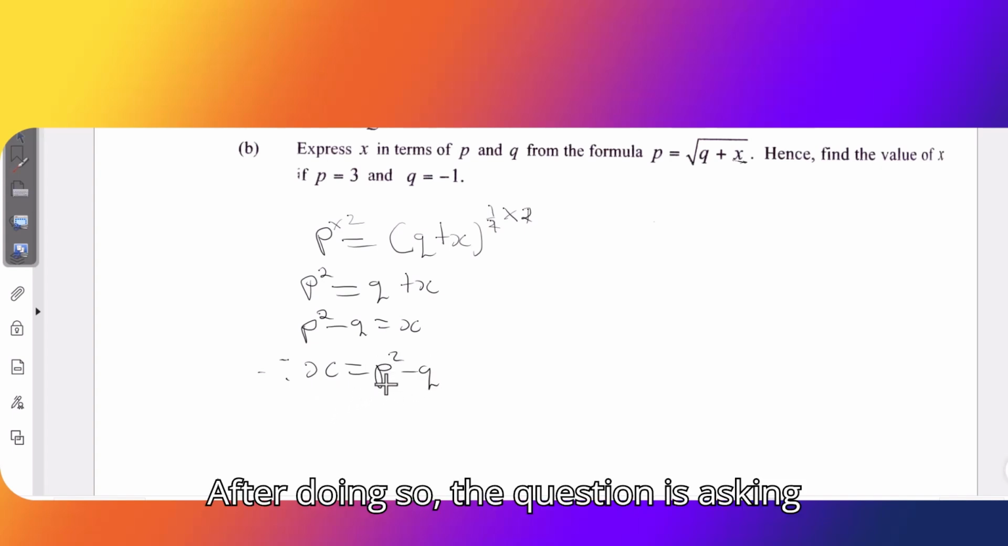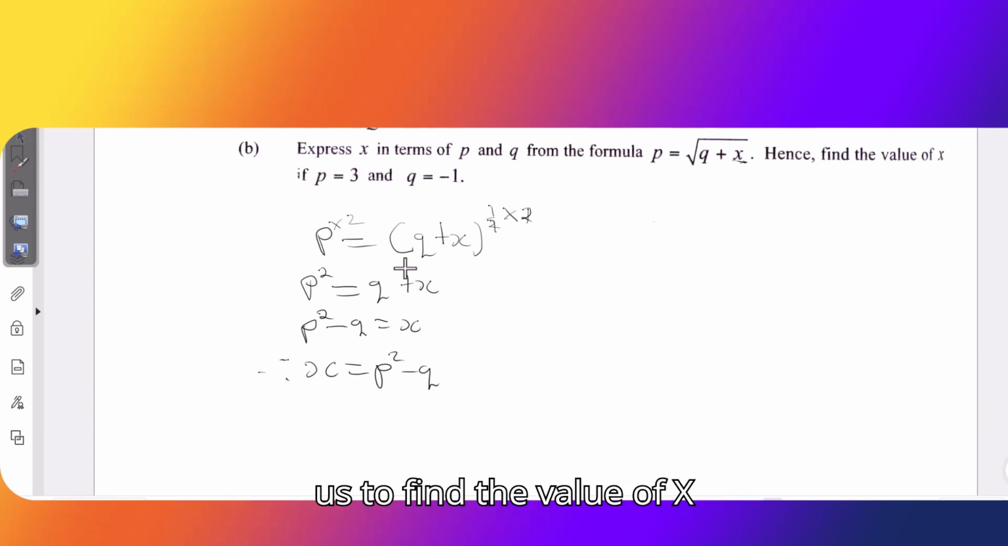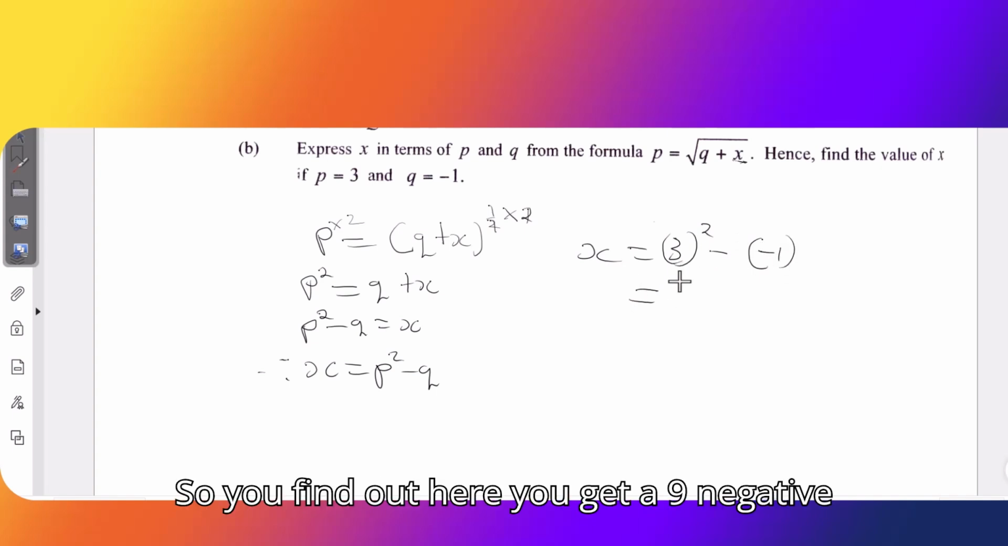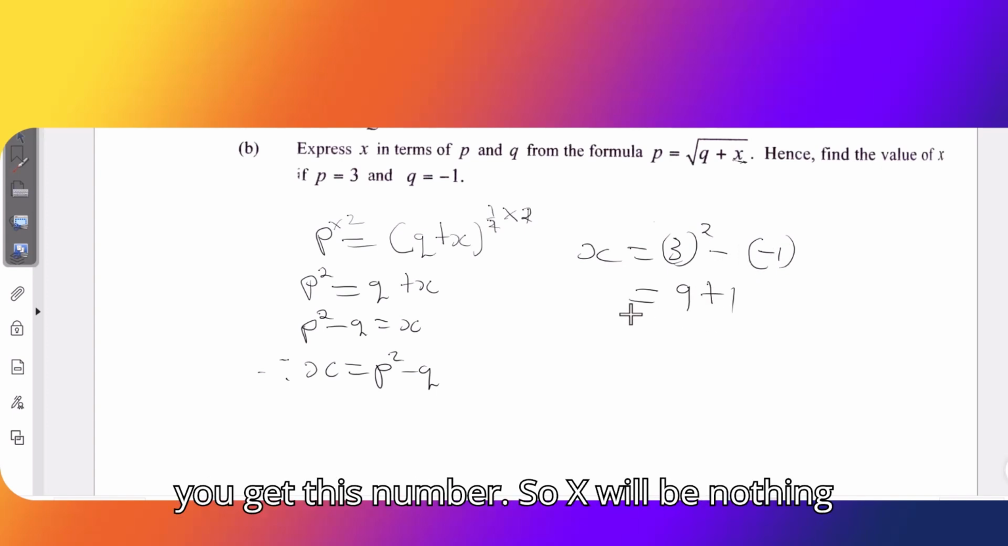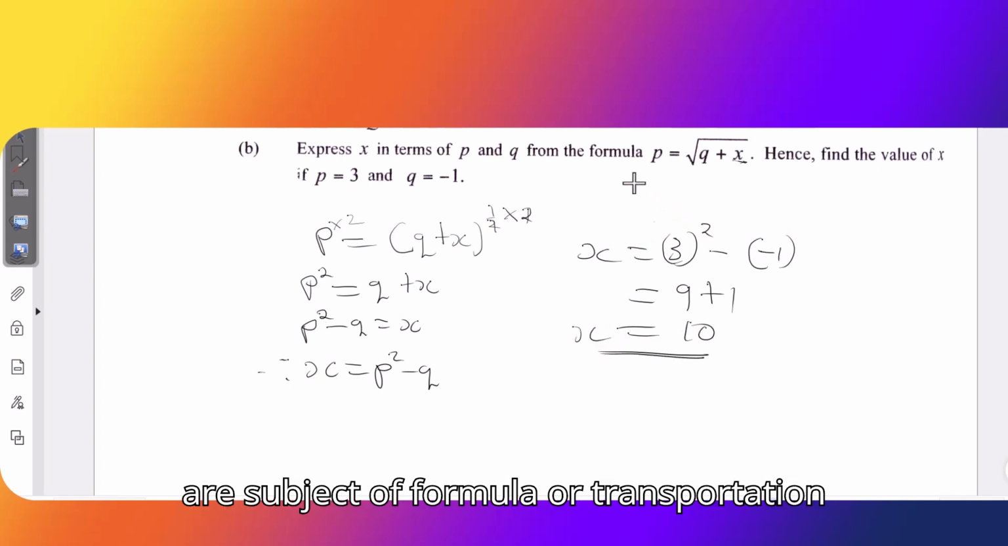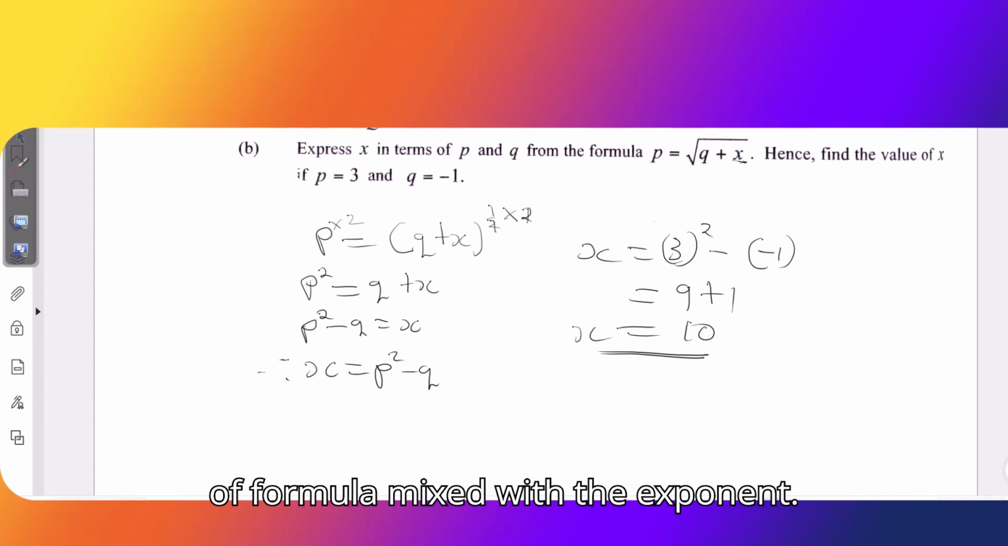After doing so, the question is asking us to find the value of x where p is 3. So you say p is 3, so 3 squared minus q. q is minus 1, so minus minus 1 here. You get 9. A negative times a negative, you get a positive. So x will be nothing but 10. So these are subject of the formula, or transposition of formula, mixed with the exponent.